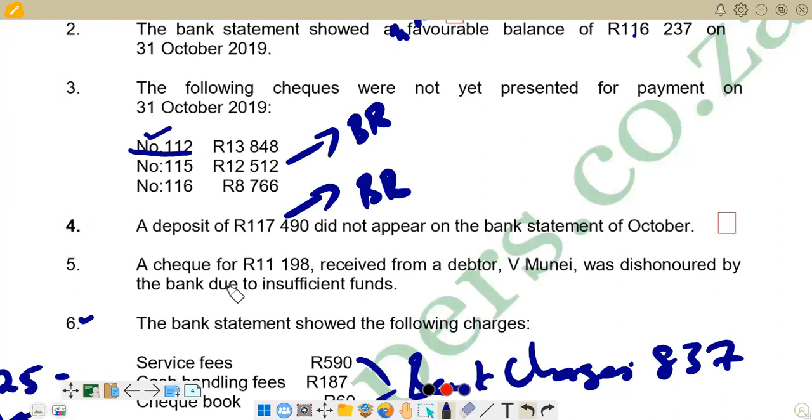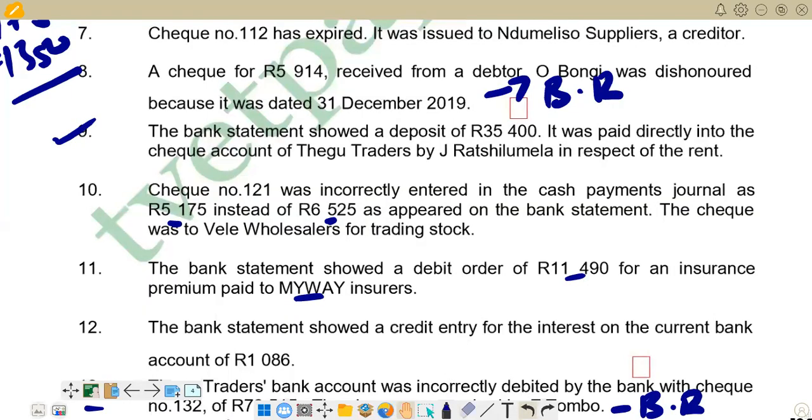We can check what we have there. So it means we are supposed to go down and see what we have. If you go to item 8 here, a check for 5,914 received from a debtor or bond was dishonored because it was dated December 2019. Since it was post dated, initially it was processed, so you need to remove it. We had received it.